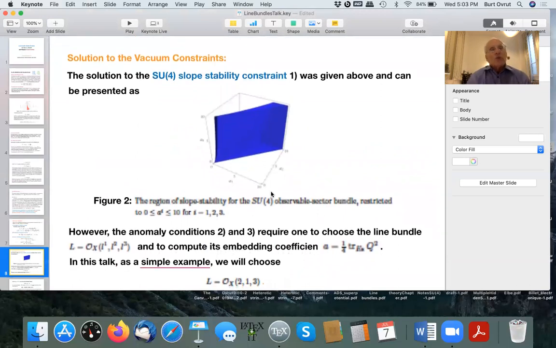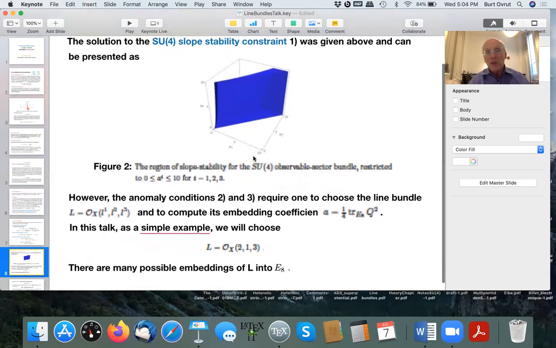So let's get solutions to these constraints. Well, SU4 had this slope stability constraint. I showed you one particular form of Kähler moduli space, and showed you this pink region where it was in fact slope stable. Here's another way of writing it. We have A1, A2, and A3, and if we restrict ourselves where each Ai goes between 0 and 10, then this is that region in which the SU4 observable sector bundle will be slope stable, okay?